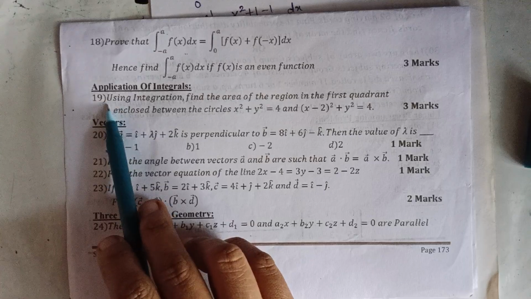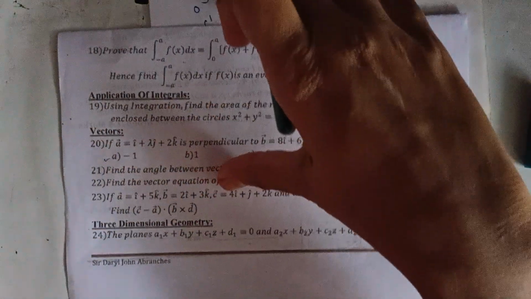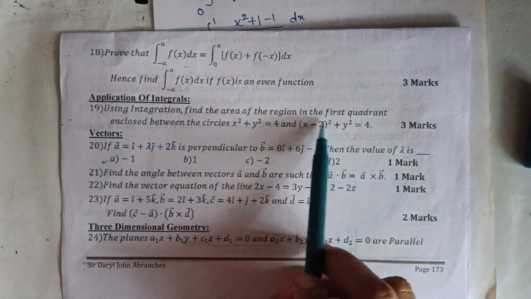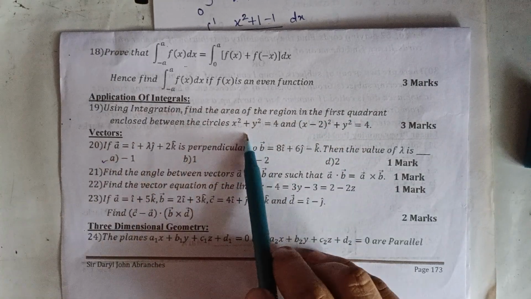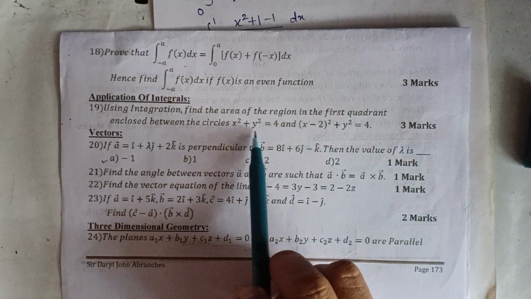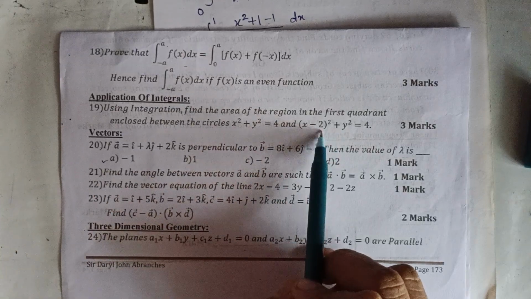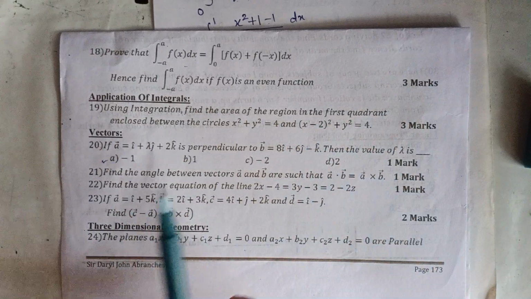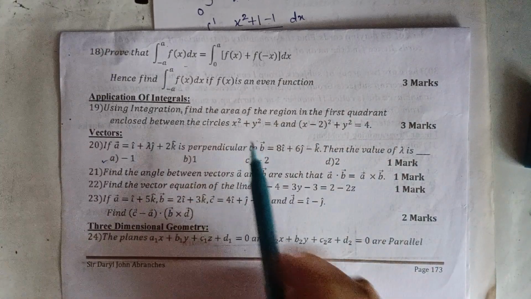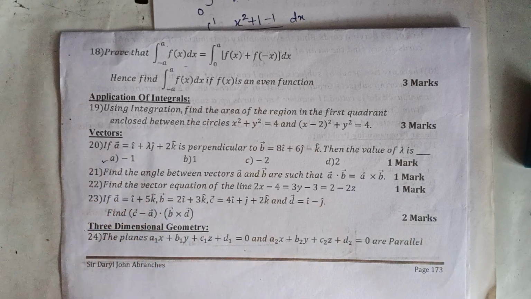First question, using integration you have to find the area of the region in the first quadrant enclosed between the circles. Both the circles are given, x square plus y square equal to 4 and x minus 2 the whole square plus y square equal to 4. This question is actually solved in the textbook, but I'll solve it again for the practice.